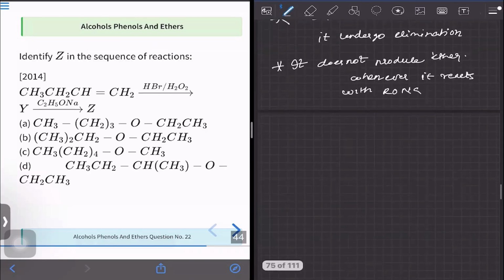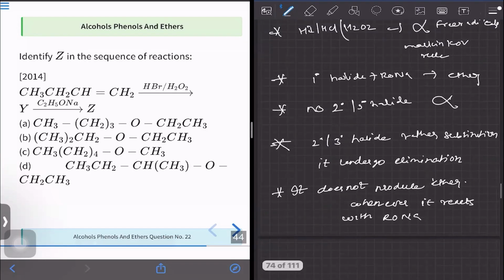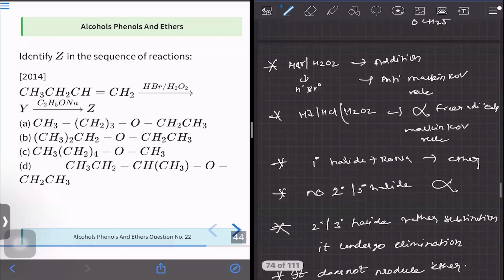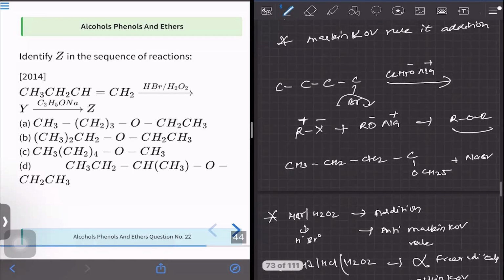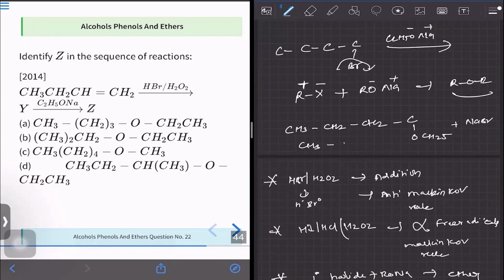So option A is CH3 and three times CH2 and OC2H5. Option B has two CH3s and CH2OC2H5, so it is wrong. It will be CH3, CH2 twice and OC2H5, so option C is also wrong. Option D is CH3CHOC2H5. So it will be option A.